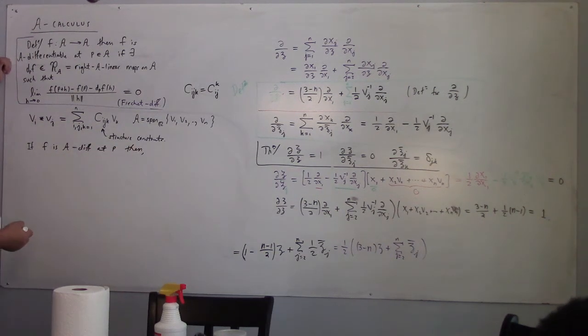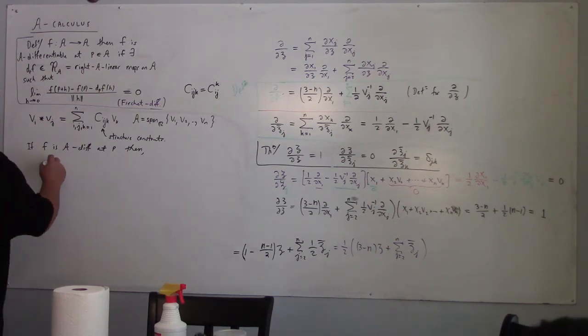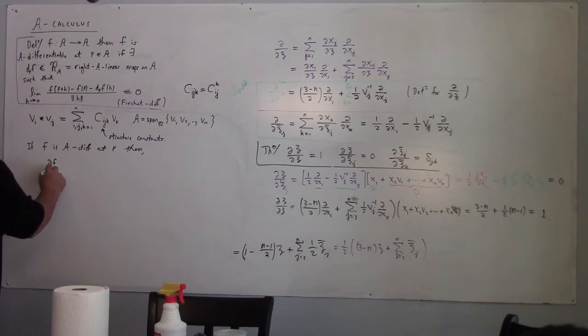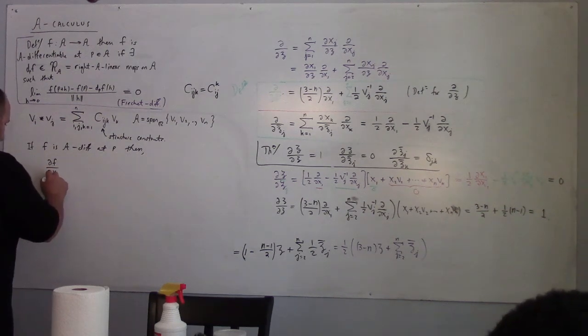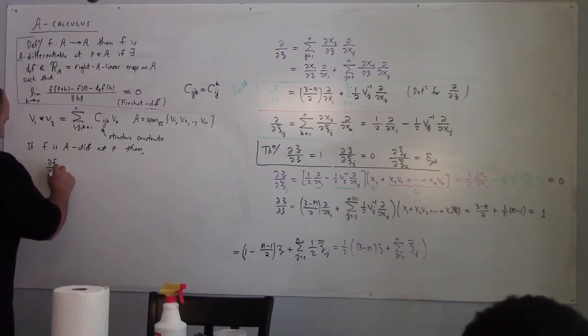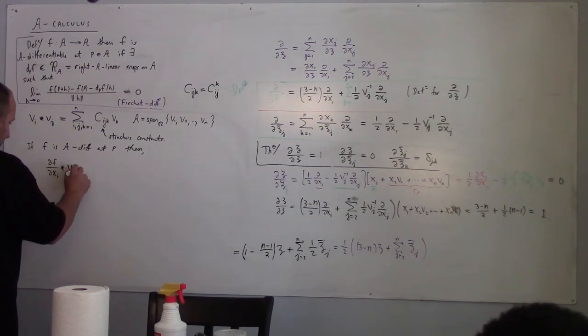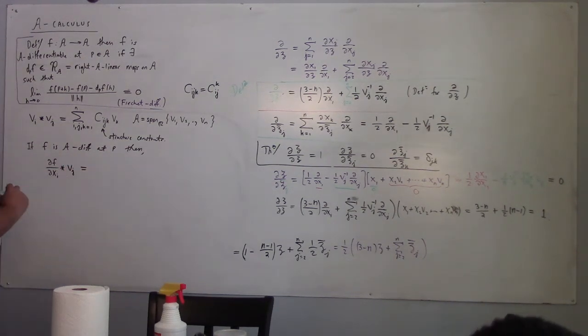Now you're talking about 6.5. Yeah, theorem 6.5. All right, so let's look at the proof. Partial f, partial xi, star vj. All right. What's that equal to?